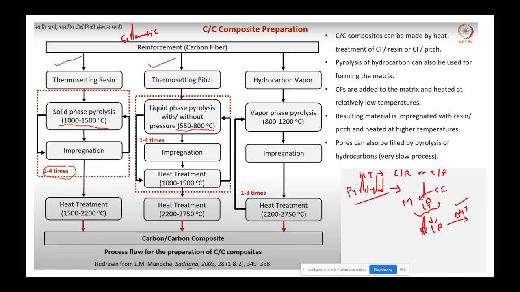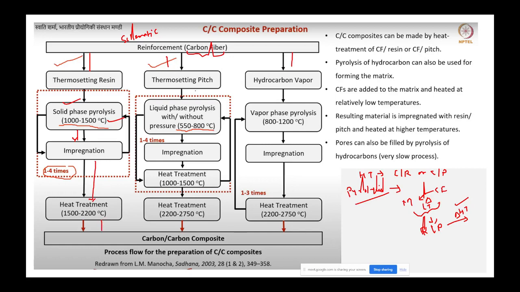So in the carbon composite, we are using carbon fiber as the reinforcement. With this carbon fiber, you can use a thermosetting resin, a thermosetting pitch, or a hydrocarbon vapor. For the thermosetting resin, how will you add it? Solid phase pyrolysis. You have to use a high temperature, around 1000 to 1500 degrees centigrade. After that, you will impregnate it, and after impregnation, again at high temperature, 1500 to 2200 degrees, you will heat it, and then you will get a carbon composite.